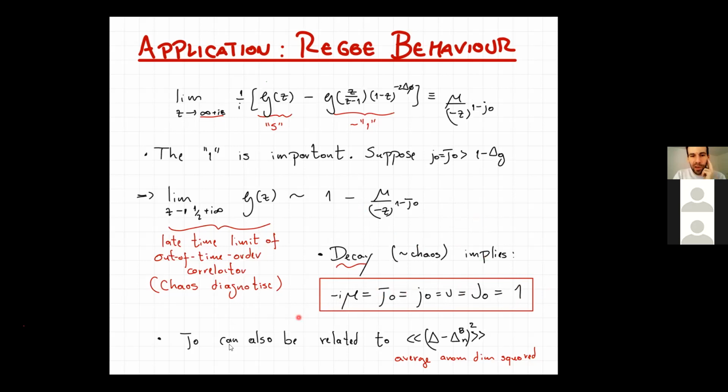This is interesting because it's possible to show that this parameter J bar 0 can be related to an average of the anomalous dimension squared. If you look at the spectrum of the CFT at high energies, there will be some anomalous dimensions. There might be more or fewer operators, and then this J bar 0 is basically determined in terms of the average square of the anomalous dimension. And so this requires basically that the average anomalous dimension is 1.